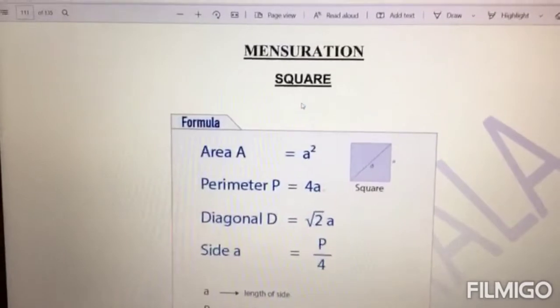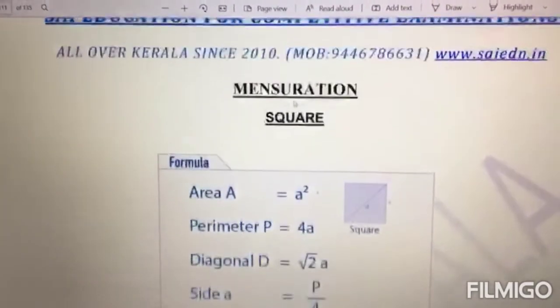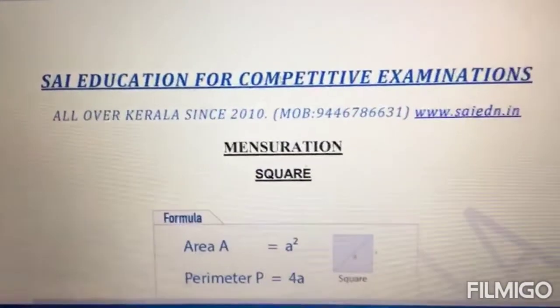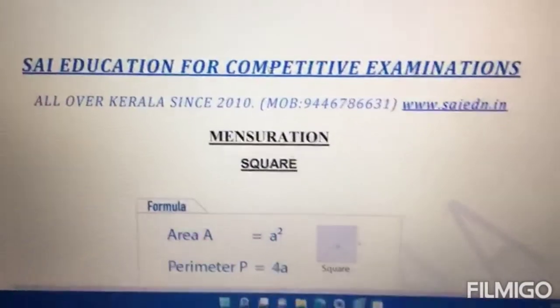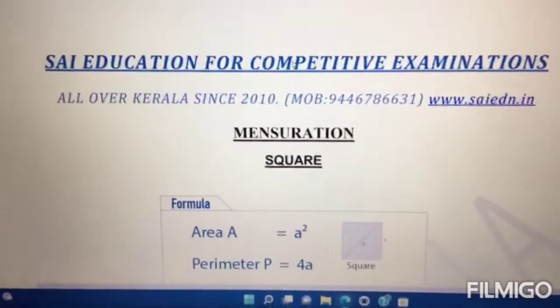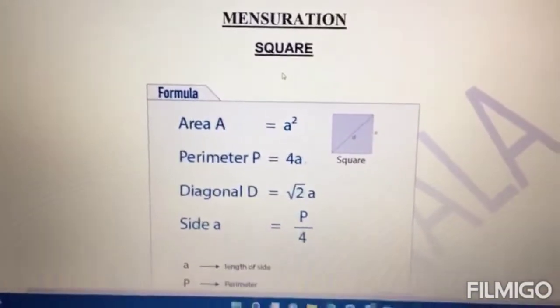We're going to start a new topic today. It's called mensuration. We'll be talking about different types of figures and how to find the area, the volume, the perimeter and so on. Okay, so we'll start with square.